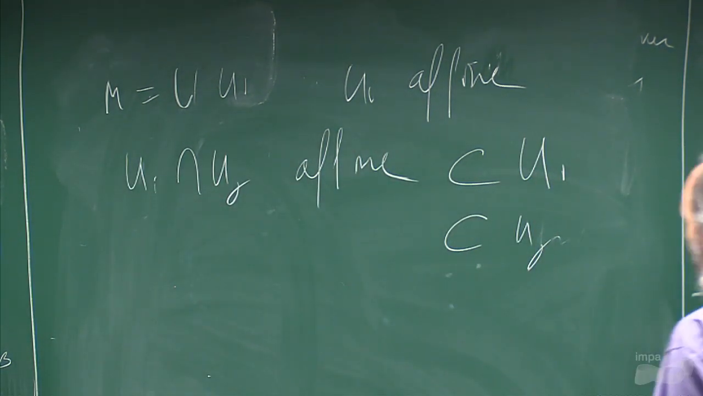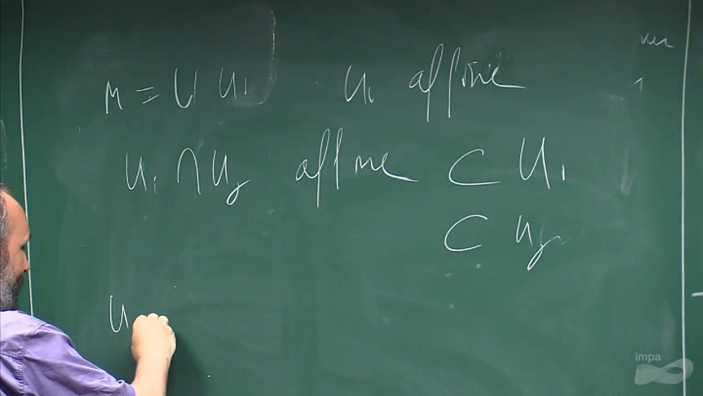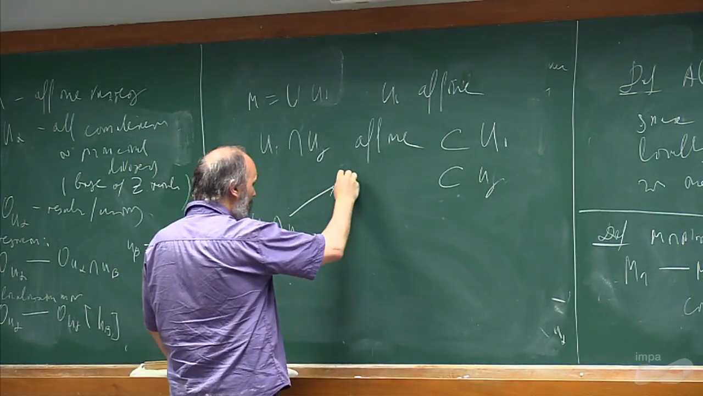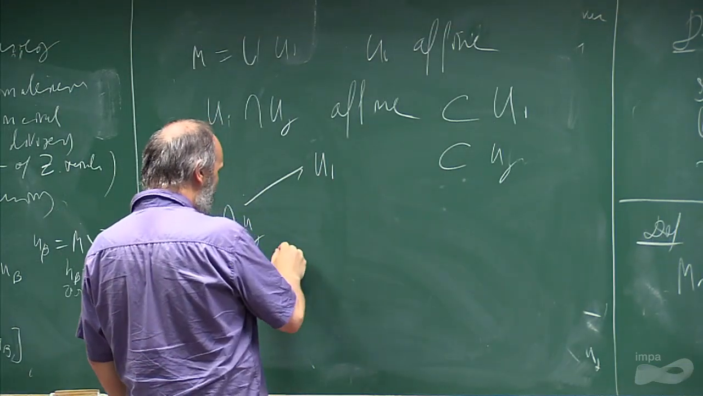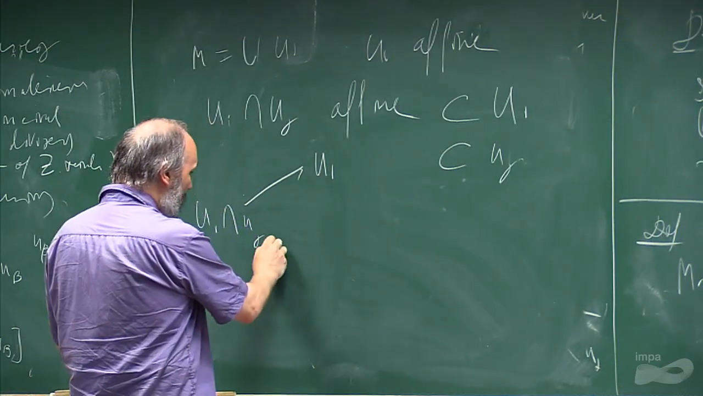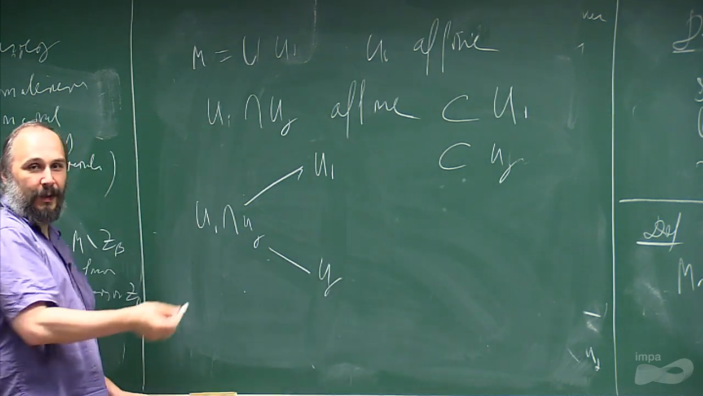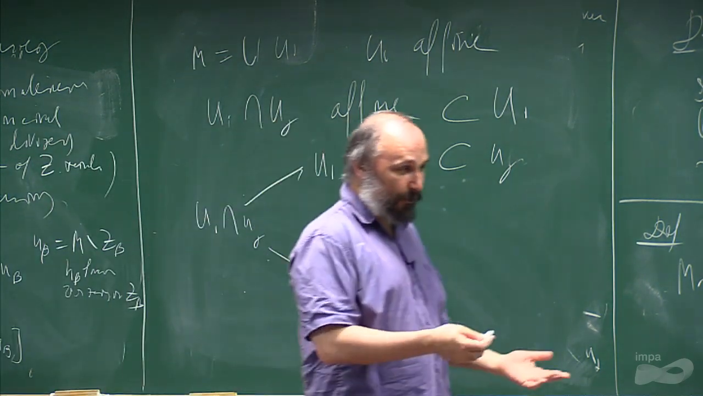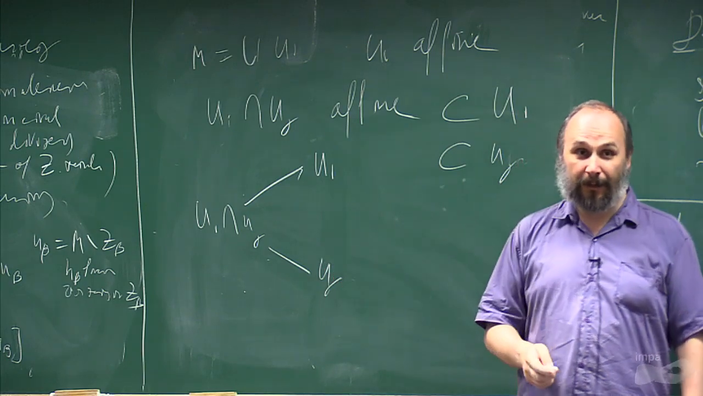For that, you need, of course, the map. You have a map from U_i intersected with U_j. This is openly embedded to U_i, and this is openly embedded to U_j. So it has two algebraic structures. And for the sheaf to be correctly defined, they have to agree. This gives a transition function.